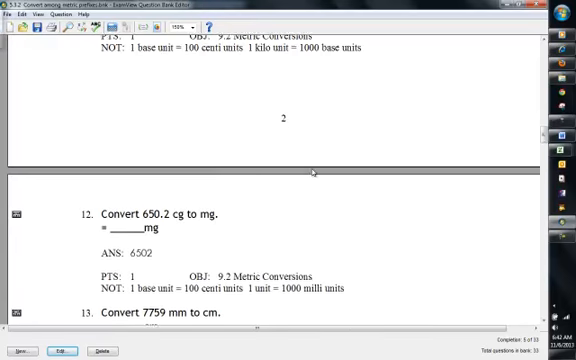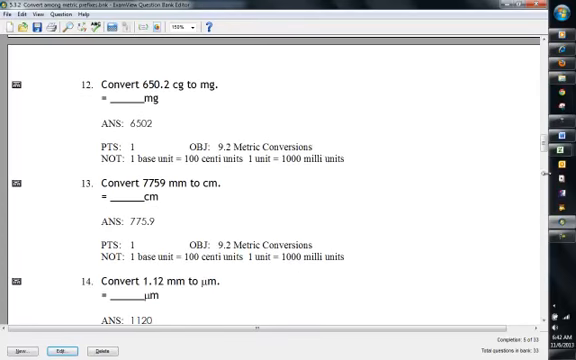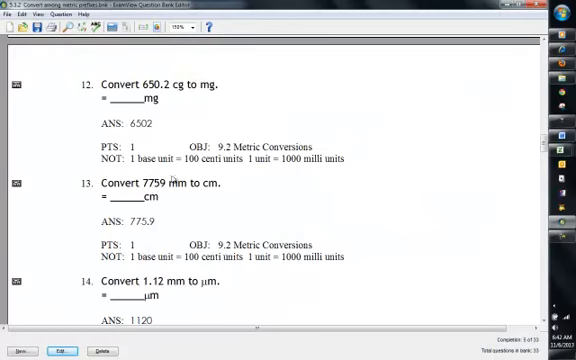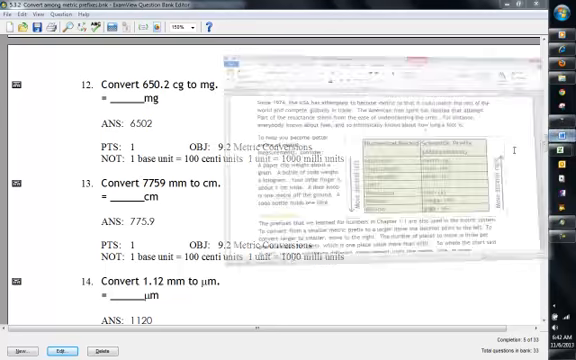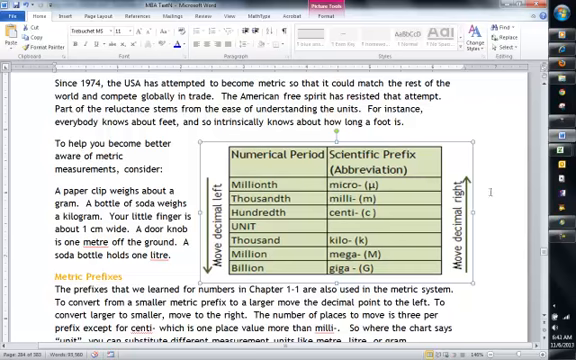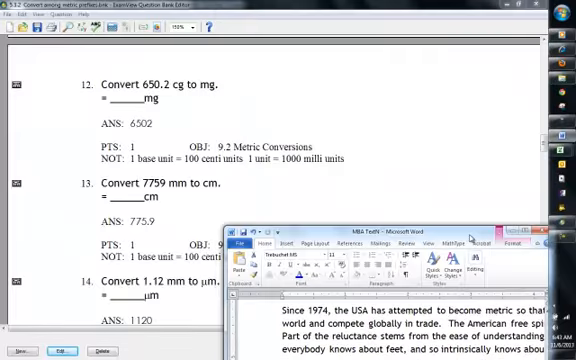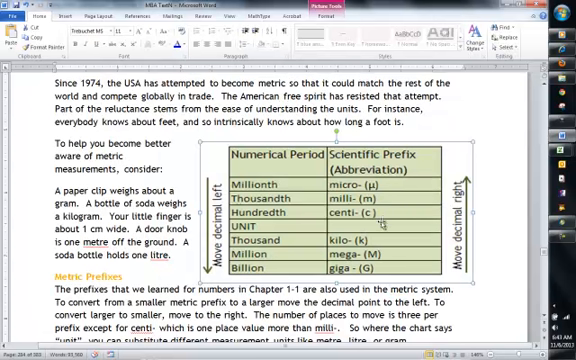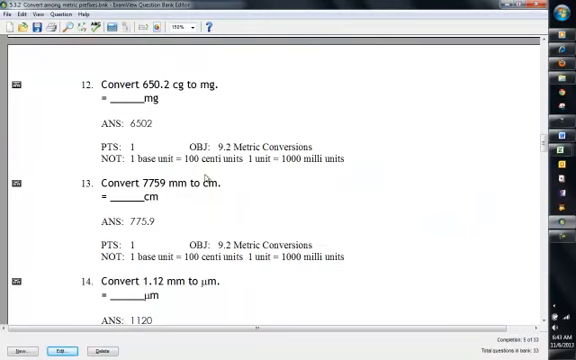Next, centigrams to milligrams. Centi to milli is one place to the right. One place to the right makes it... that's not to the right, centi to milli, milli to centi, I'm sorry, we're going milli to centi. One place to the left, move the decimal point one place to the left, makes it 775.9.